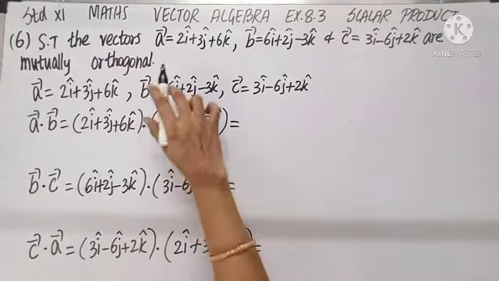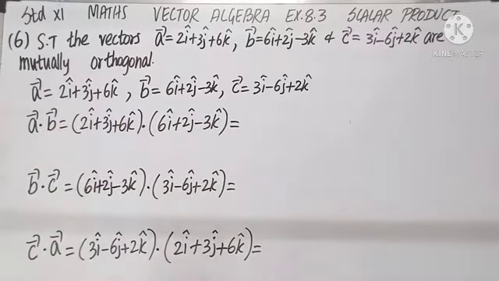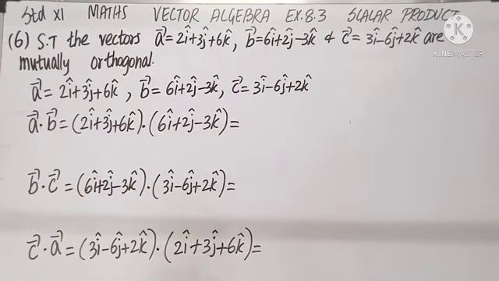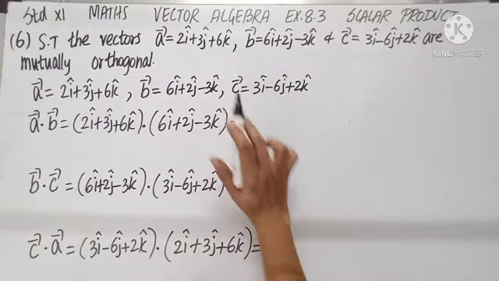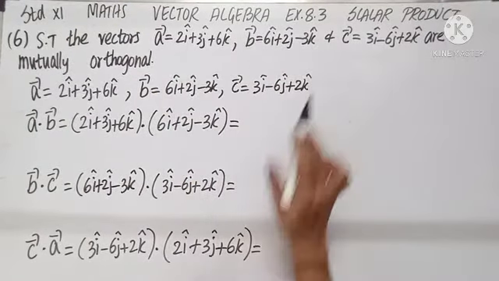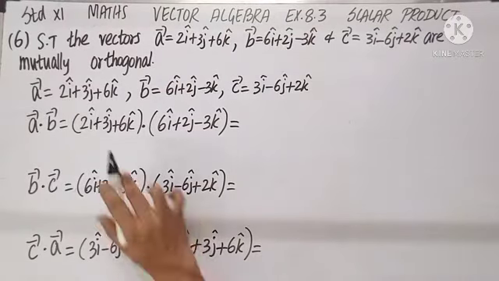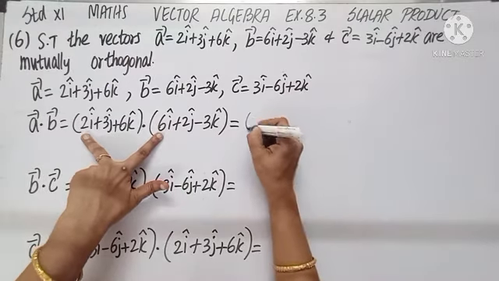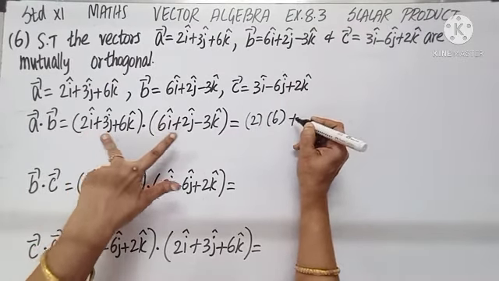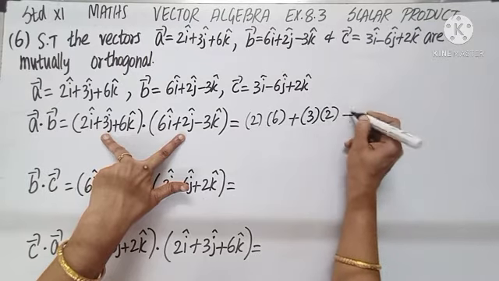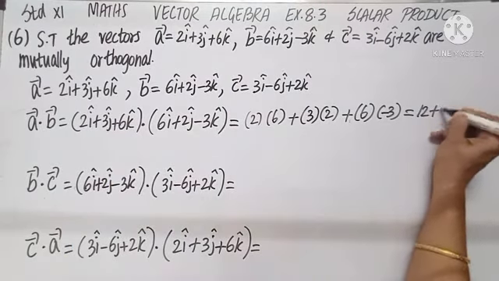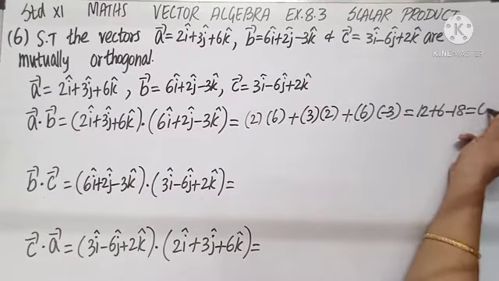Show that the vectors A, B and C are mutually orthogonal. The word orthogonal claims perpendicular or 90 degrees. So we say dot product of A and B, B and C and C and A should be 0. Let us find out the dot product for A and B. We know to multiply I and I, 2 into 6 plus J and J, 3 into 2 plus K and K, 6 into minus 3. That is 12 plus 6 minus 18, which is 0.